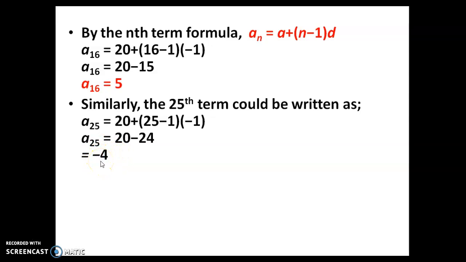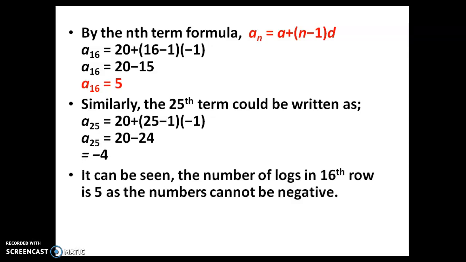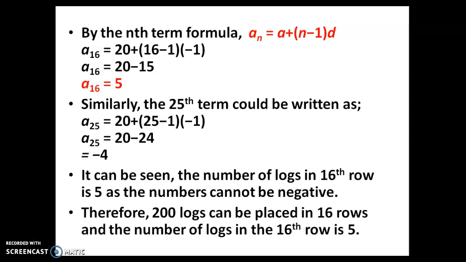This is the number of logs, and it cannot be a negative number. We cannot have a negative number of logs. It will be a positive integer only. So only 5 is the possible answer. We can take 16 as the number of rows, and in that 5 logs are there. So that's our answer. Therefore 200 logs can be placed in 16 rows, and the number of logs in the 16th row is 5.